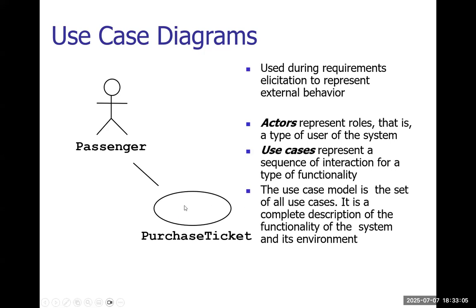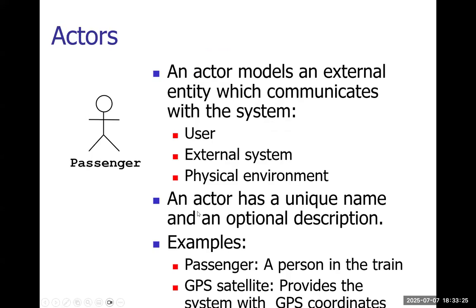This, for example, is a purchase ticket. And then we have the actor. The actor is external, outside of the software system. It is someone who operates, or something that interacts with, the software. So this we call the actor, which interacts with some functionality. The actor is an external entity of the system. It can be someone, it can be something, or it can be the environment.